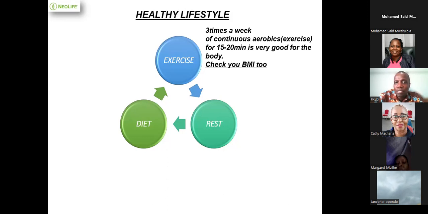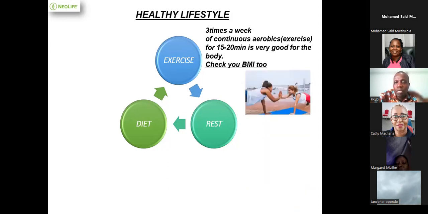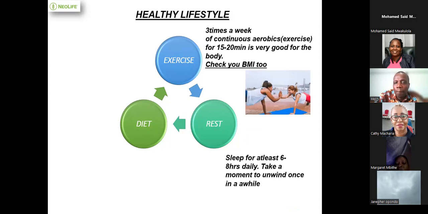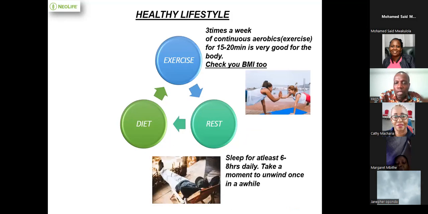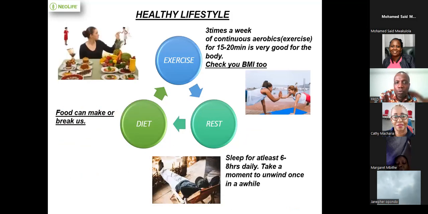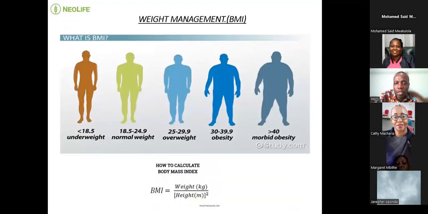And there you have it: exercise three times a week or more. You can exercise 15 minutes, 20 minutes in a day. Sleep at least 8 hours every day, which enables your body to rest and unwind. Food can make or break you. Make the right choices. If you make the wrong choices, then you can actually mess up your body.